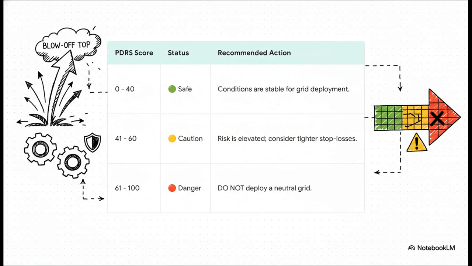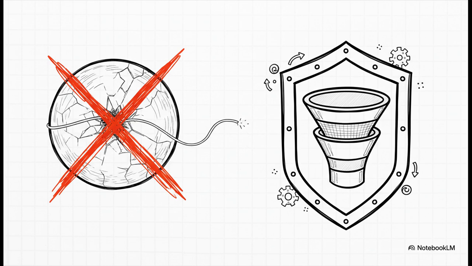The directive for a red signal is absolute. The risk of a catastrophic blow-off top is critical. You do not deploy a neutral grid. Period. So in the end, the system's true strength isn't some single magic bullet prediction.